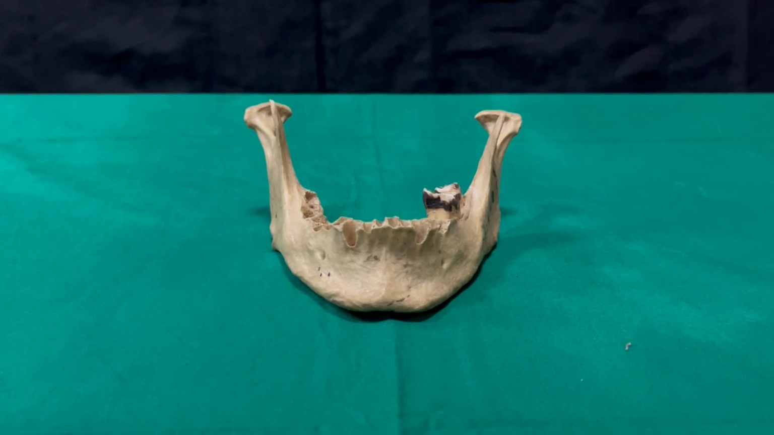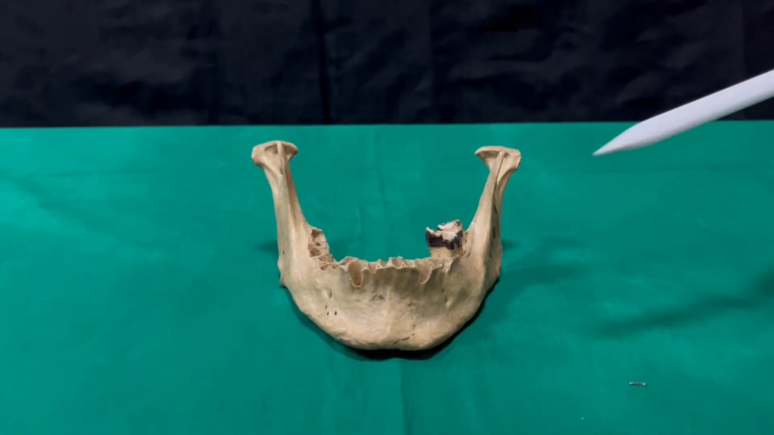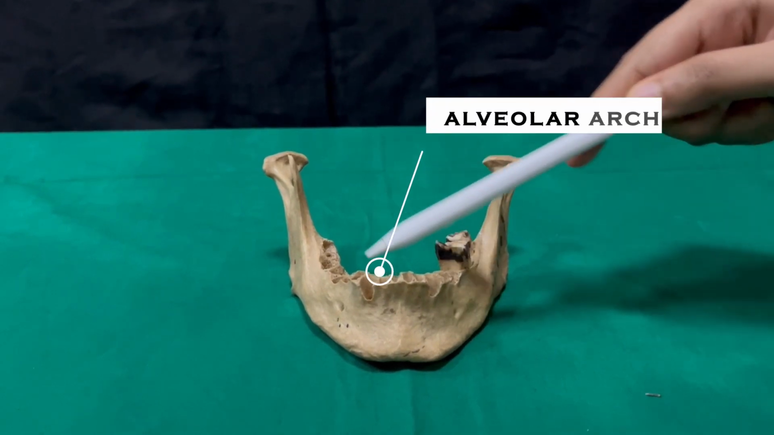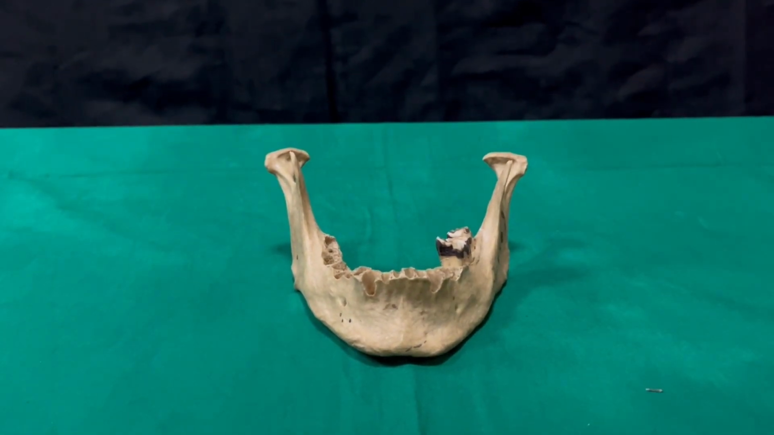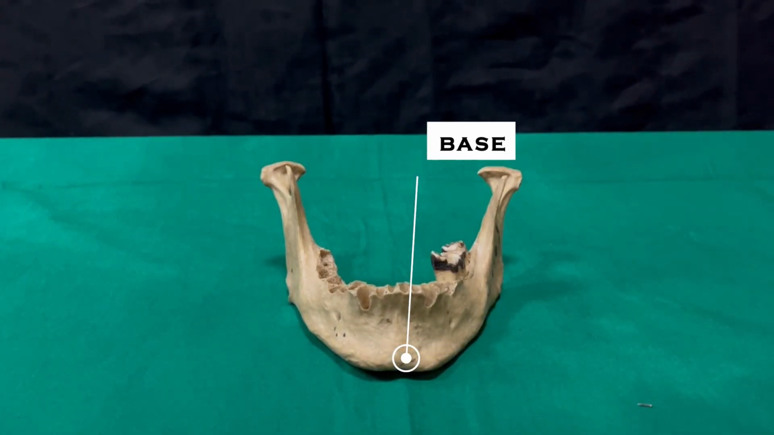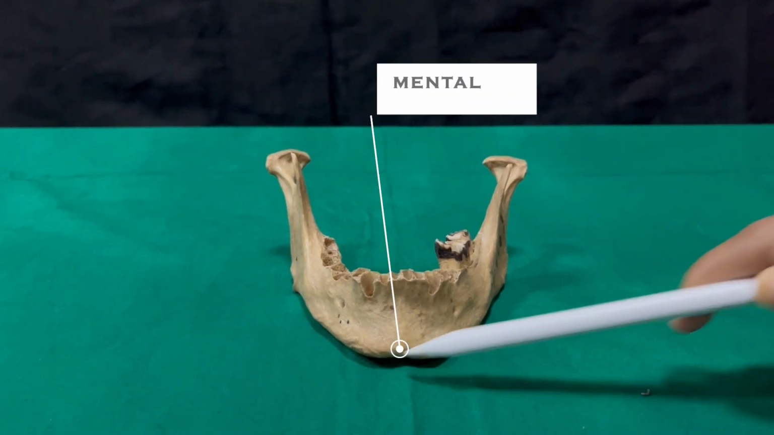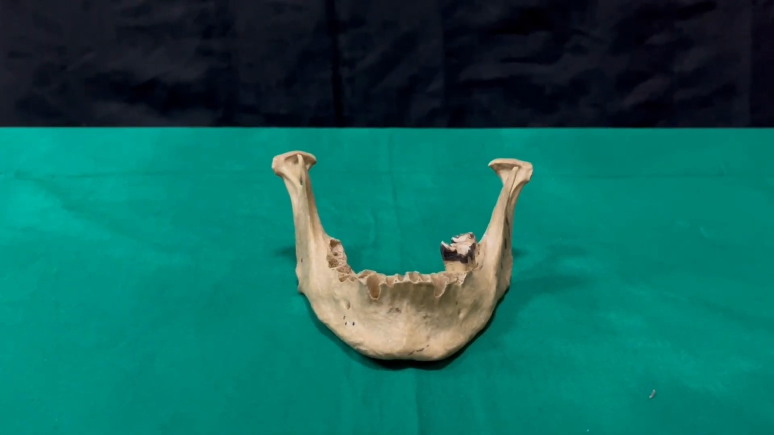At last, the mandible forms the lower jaw. The upper border or alveolar arc lodges the lower teeth. The lower border or base is rounded. The middle point of the base is called the mental point or nasion.